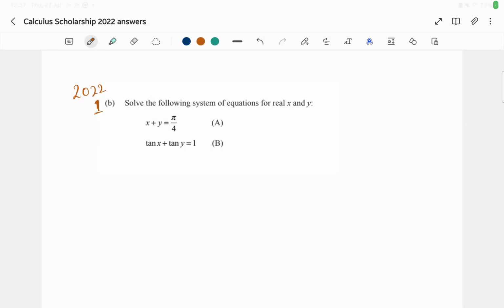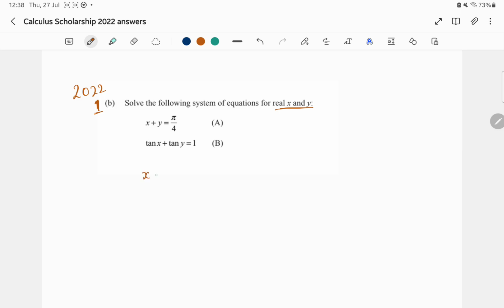Guys, so today let's do this 2022 question from the Calculus Scholarship exam. It says solve the following system of equations for real x and y. Okay, cool. So we have two equations. x plus y is pi over 4, and tan x plus tan y is equal to 1. Cool. So let's start with substitution.